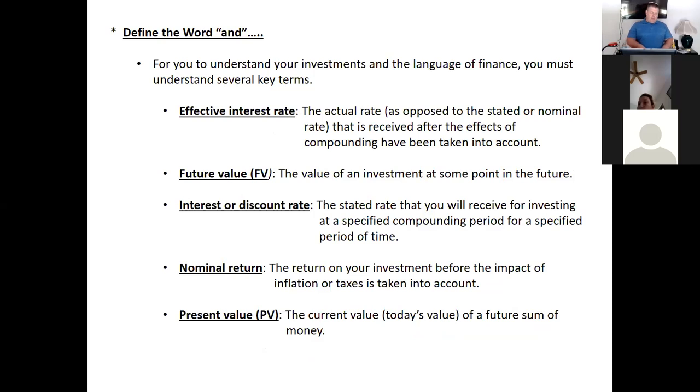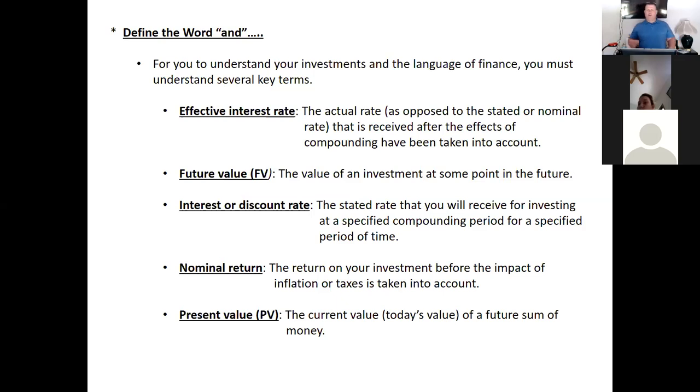So in my example of the $10 in the account at 10%, that 10% was not the effective interest rate, because you'll notice that I was getting more than 10% on that $10 after the second year or the third year. So whatever that was would have been the effective interest rate.